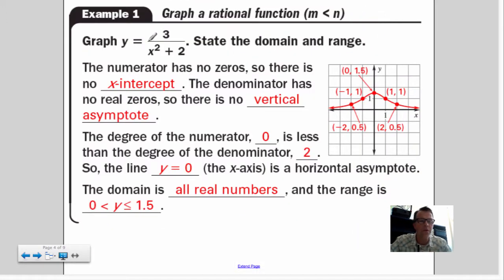So here we go. This first case, we already talked about it has no x-intercepts. It has no vertical asymptote. But which case is it of the 3 cases? And you should say, hey, this is x to the power 0. This is x to the power 2. So this is the case where the horizontal asymptote is y equal to 0. And you can see it. It's right here. I'll draw it in for you. Bam, bam.